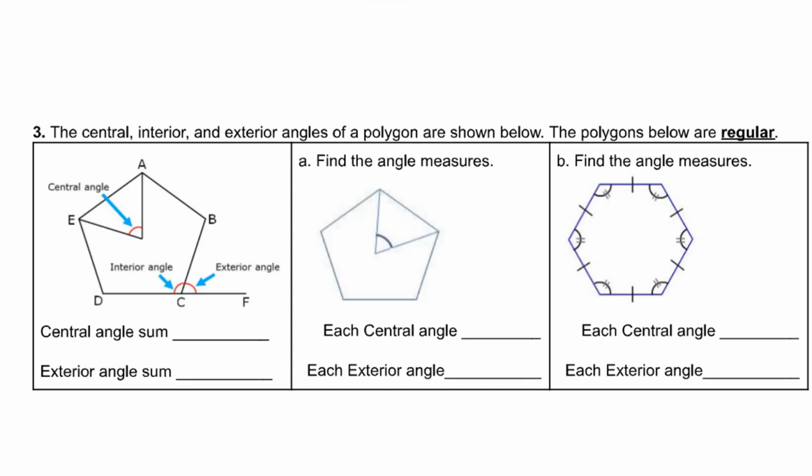So let's talk about the other types of angles that a polygon has. We have the interior angle, but we also have the central angle, which is really important. And then you have your exterior angle, which is still relevant. So the central angle sum. I want us to think about this logically for a second. The central angle is kind of like the tip of each slice of pizza, if this were a big pizza.